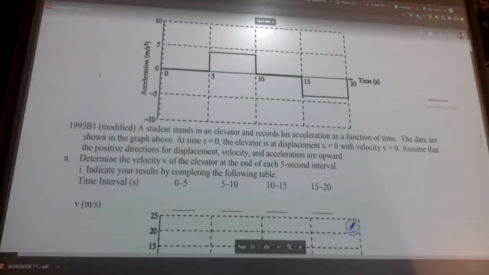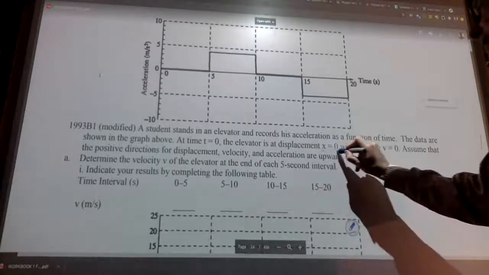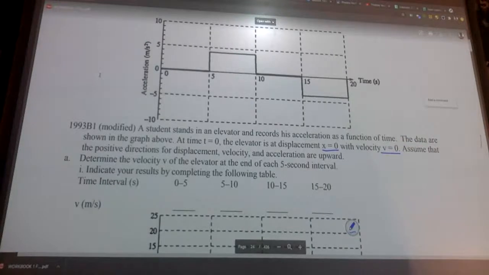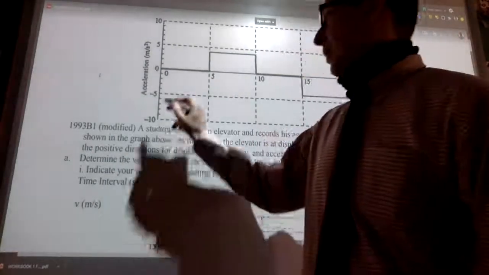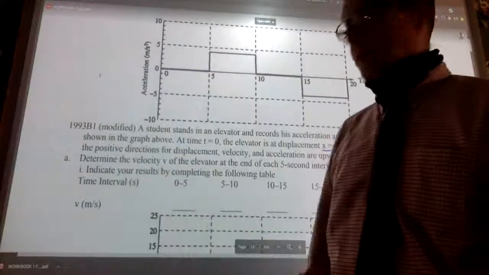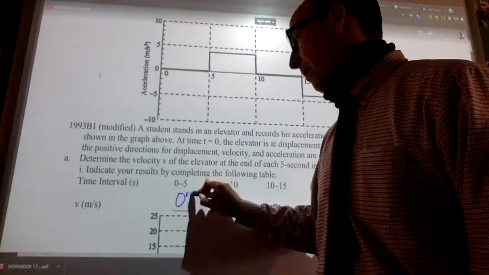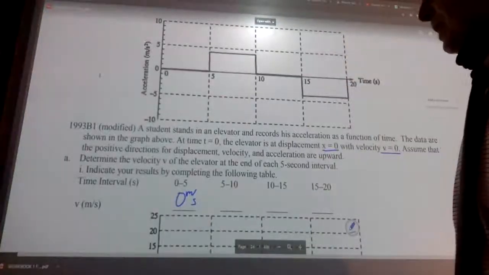At time t equals 0, the elevator is at displacement 0 with a velocity of 0. Assume that the positive direction for displacement, velocity, and acceleration is upward. Determine the velocity v of the elevator at the end of each 5-second interval. So for the first 5 seconds, my acceleration is 0 and my velocity is 0, so my velocity is going to stay there.